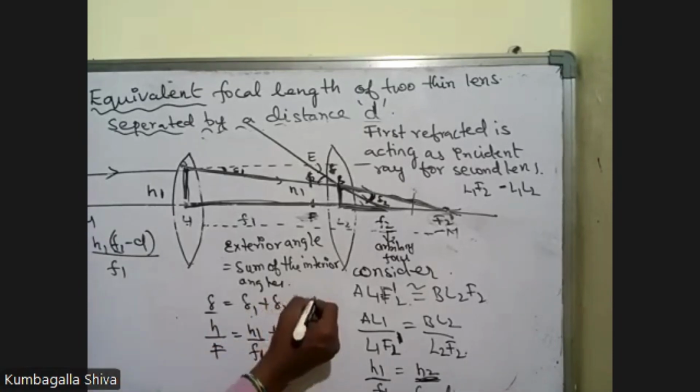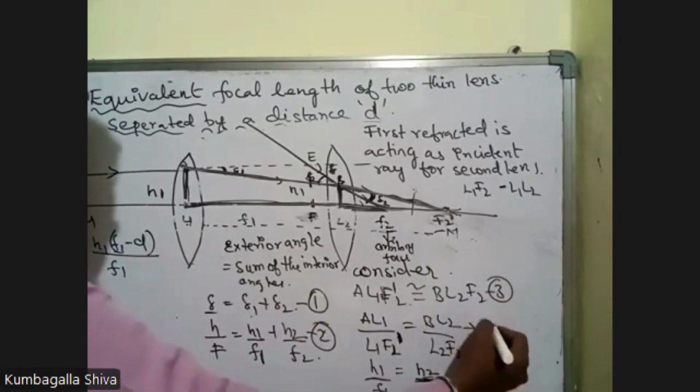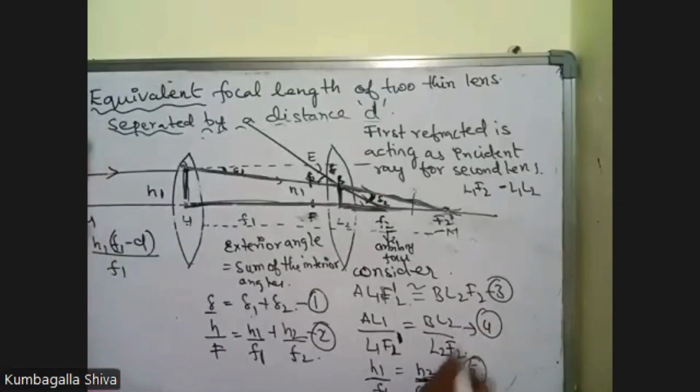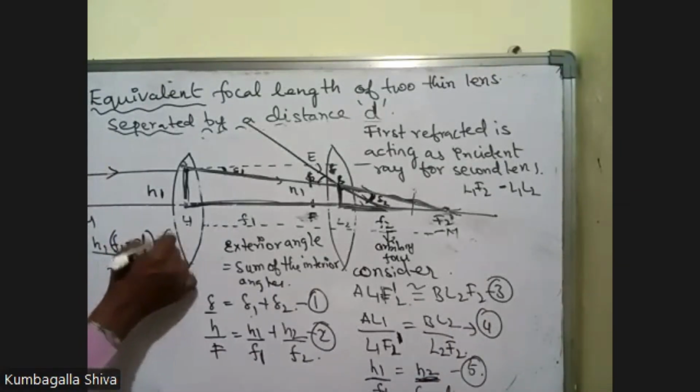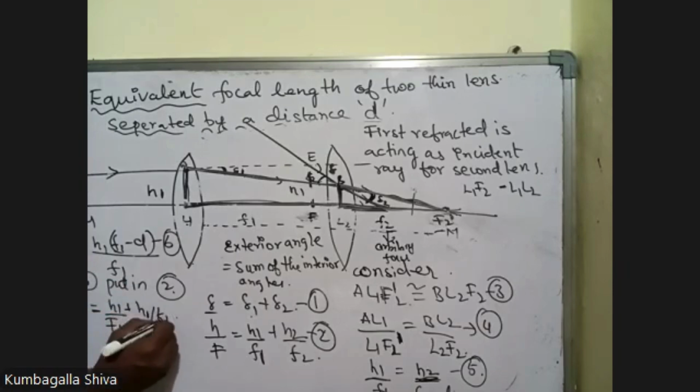If it is numbered, it will be easy. 1, 2, 3, 4, and this is the fifth equation. Now this is the sixth equation. Take the sixth equation and put it in the second equation. What will I get here? H by F is equal to H1 by F1 plus H2, which is H1 into F1 minus D by F1 F2. Right? This is the seventh equation.